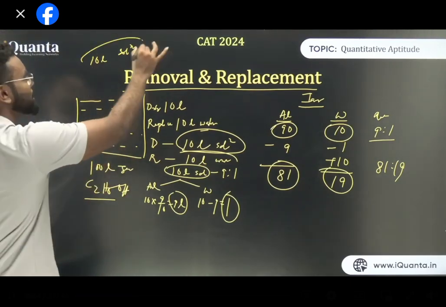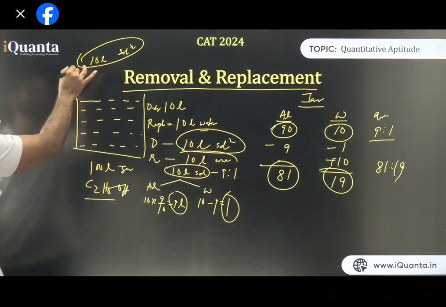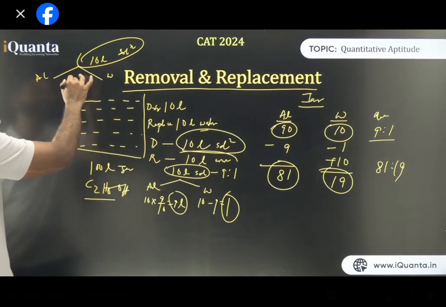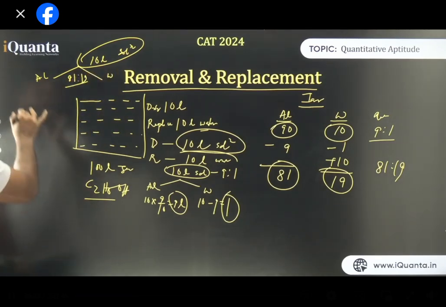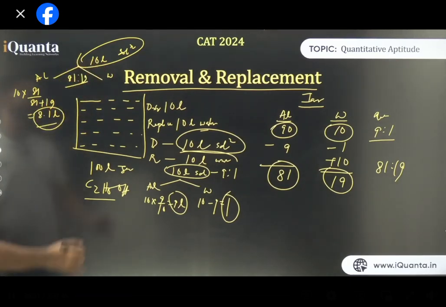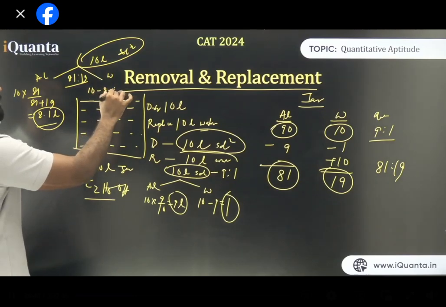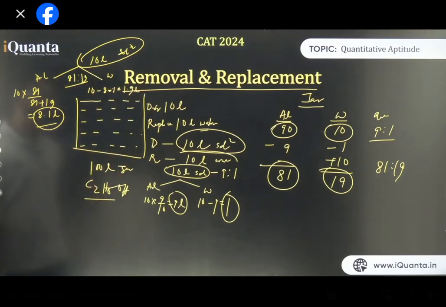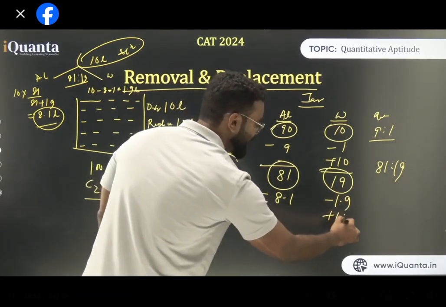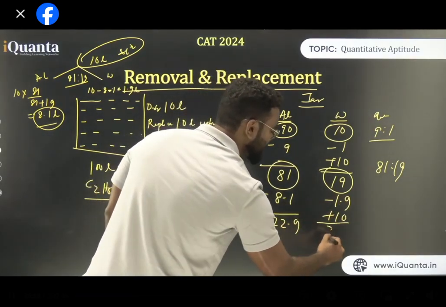Now again you have drunk 10 liters of solution. This 10 liters will be divided in the ratio of alcohol and water, 81:19. So in 10 liters, we divide it as 10 into 81 upon 81 plus 19, which is 8.1 liters. So out of this 10 liters, 8.1 liters is alcohol, and the water is 10 minus 8.1, which is 1.9. So you drank 8.1 liters of alcohol and 1.9 liters of water. Now it becomes minus 8.1 and minus 1.9, and you add 10 liters of water again, so it becomes 72.9 and 27.1.